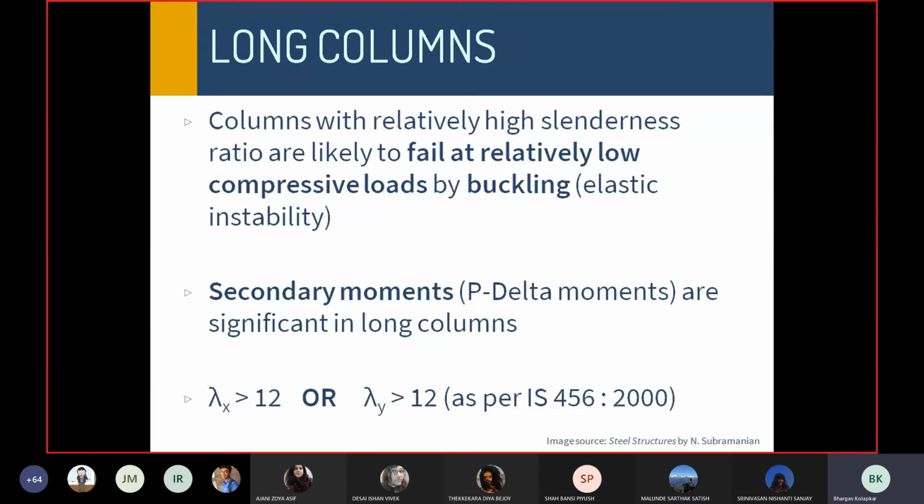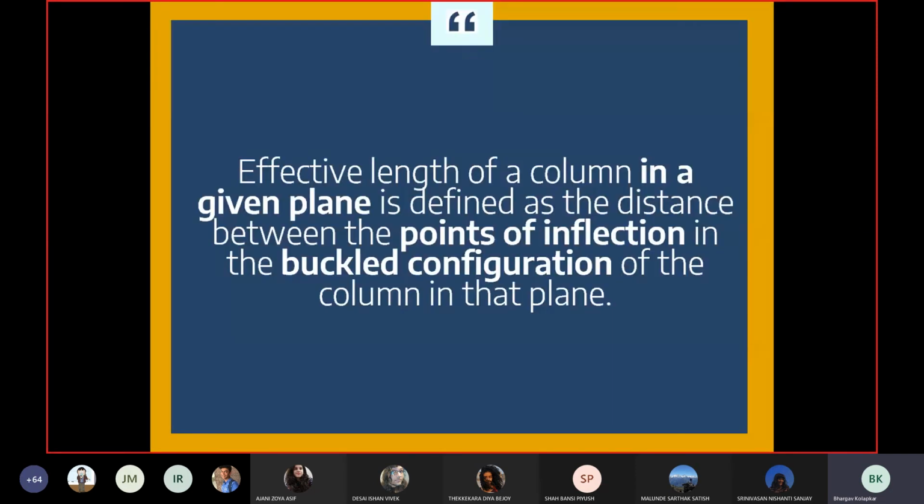So any questions as to what is a short column, what's a long column, what does this mean, what does that mean? Okay, perfect. So when you're talking about slenderness ratio, we are talking about effective length. And just to quickly brush up as to what effective length is, we've looked at this definition before. Just a quick revision.